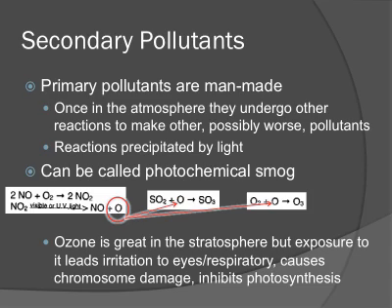Oftentimes, these reactions are precipitated or increase when they're in the presence of light. Can we control the amount of light outside? No. And so therefore, we produce primary pollutants, which then go on to make possibly other worse pollutants, and this whole process is made faster by exposure to light. And so once we create the primary pollutants, this just kind of snowballs into the whole reaction. So one of these can be called photochemical smog.